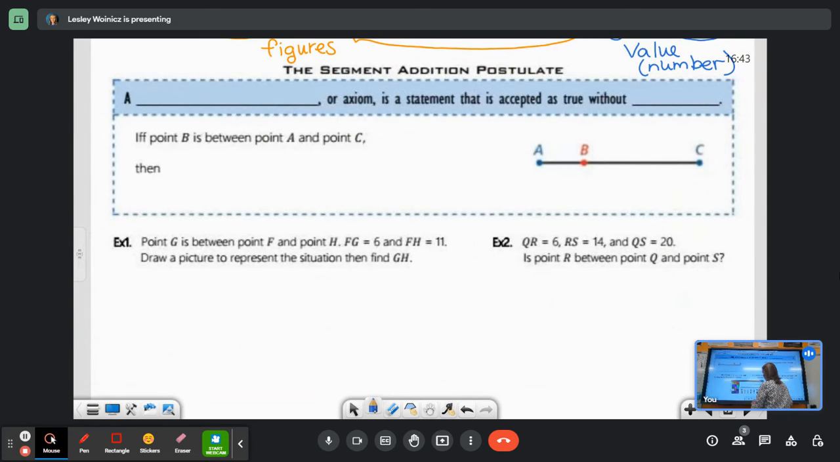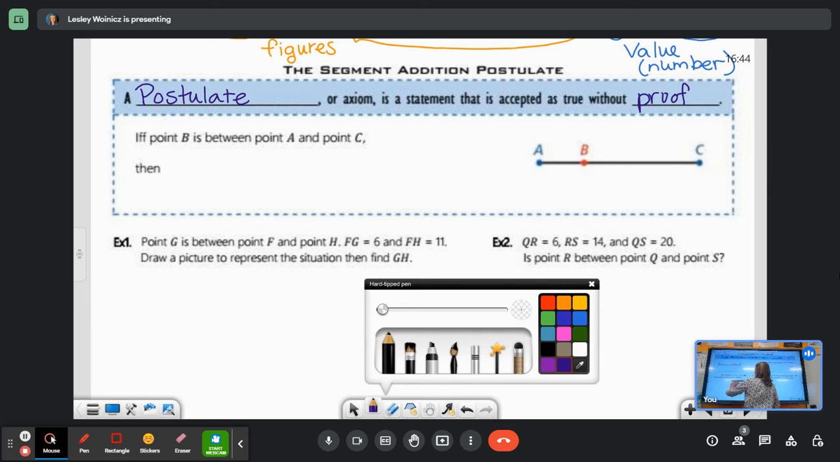Just a reminder about what a postulate is. A postulate or axiom is a statement that is accepted as true without proof. It's so basic, we can't really prove it, but we can use it to prove other things.